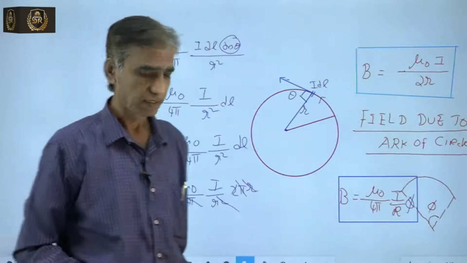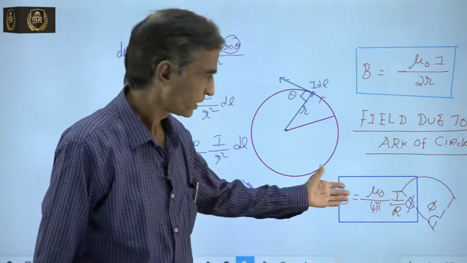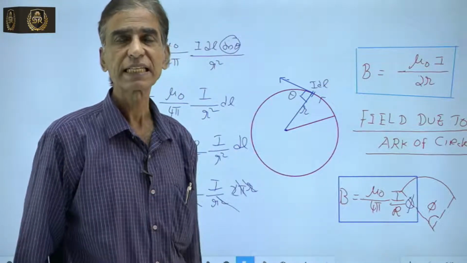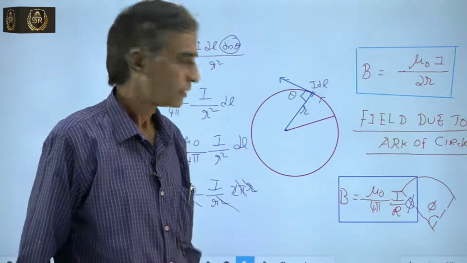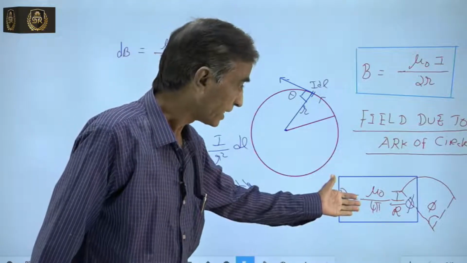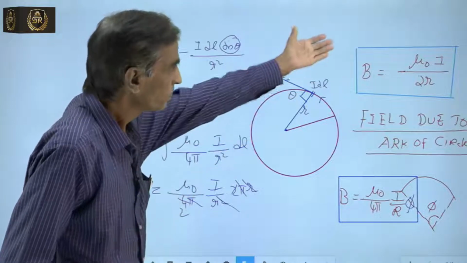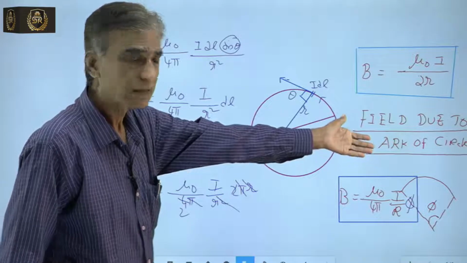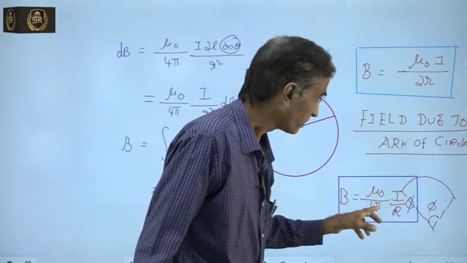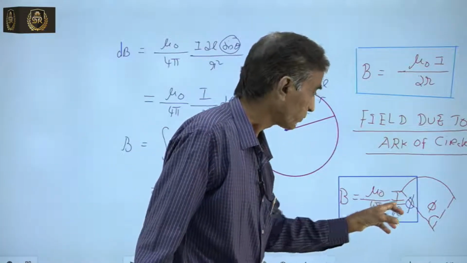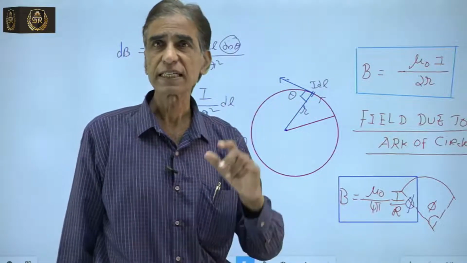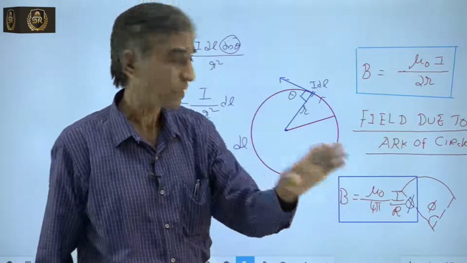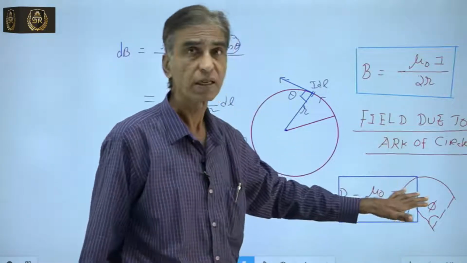Now apply that. Take a circle. What is phi for a circle? 2 pi. So what will you get? Mu naught I by 2r. Semicircle, pi. Pi gets cancelled, mu naught I by 4r. Quarter circle, pi by 2. So for any circle or arc of circle, we can use this formula.